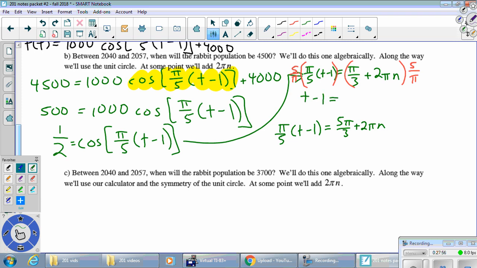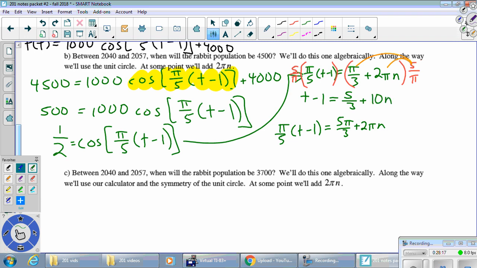Okay, so we're now going to distribute this 5 over pi here and here. So when I distribute it to the first term, the pi's cancel and I get 5/3 plus, and when I distribute to the second term, the pi's also cancel. The 2 times the n times the 5 is really just 10n.